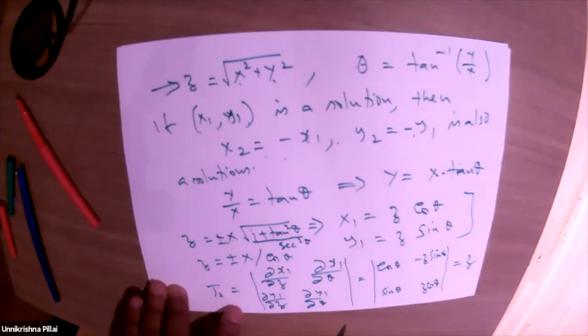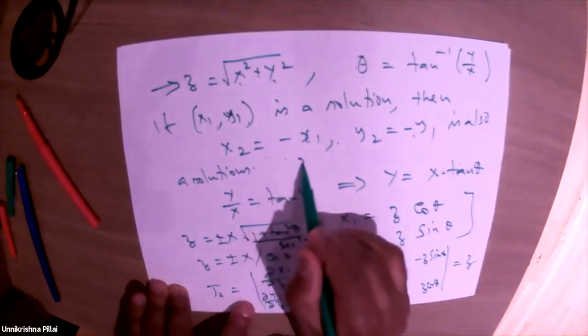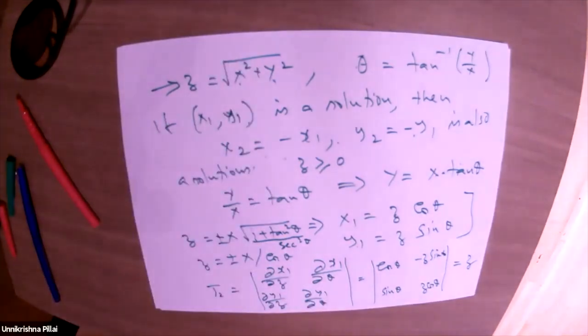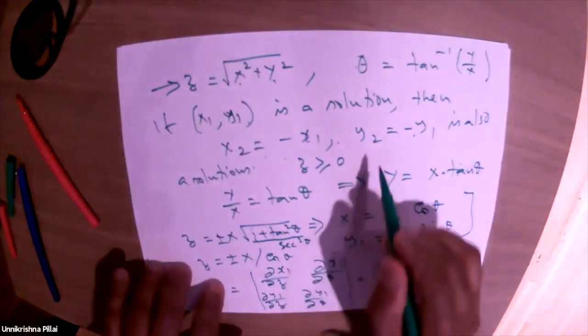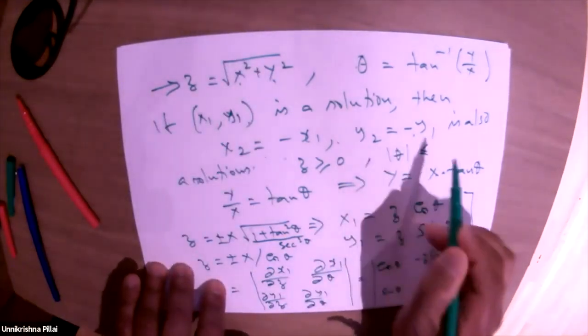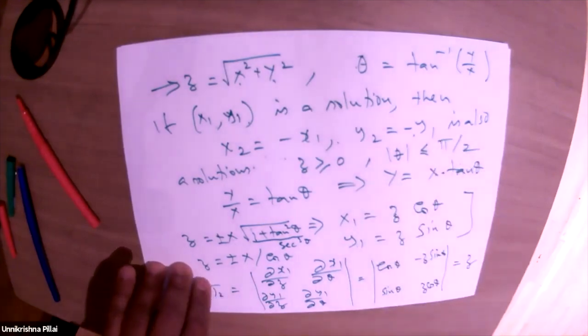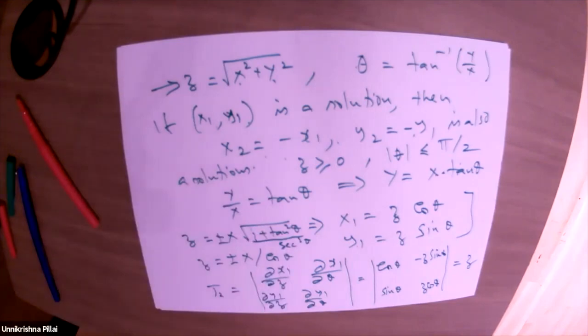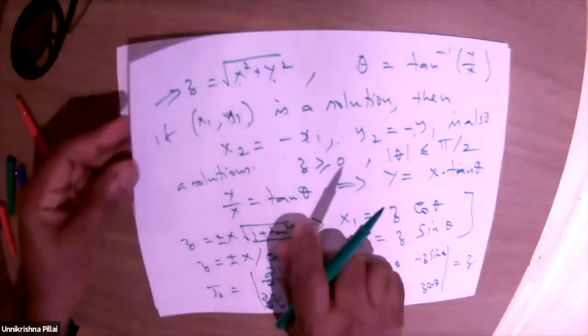Did we go through this? Somewhere we should have said z is positive because the square root of x squared plus y squared is positive. And theta, the principal value, goes between minus pi by 2 to plus pi by 2. And there are two solutions. So at least the first part is done. So we are ready to plug it in.